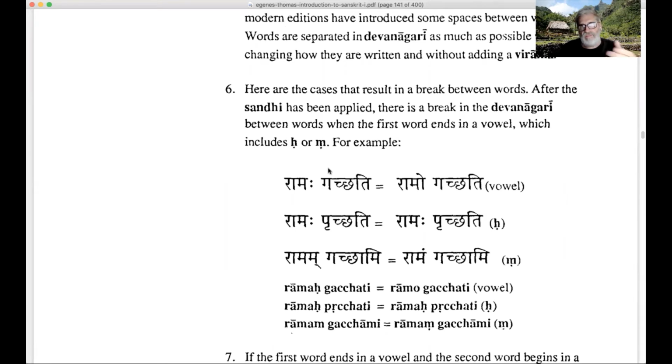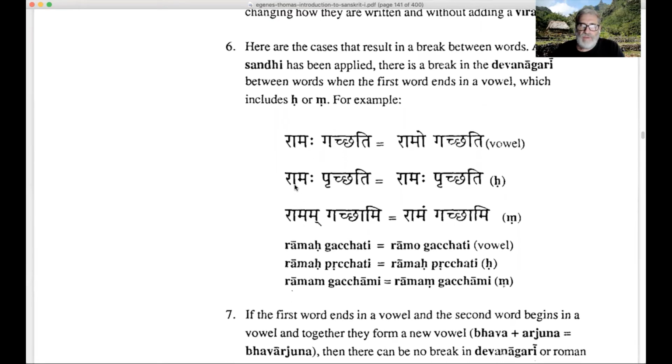Notwithstanding the sandhi rules, here are the cases that result in a break between words. After sandhi has been applied, there's a break in the Devanagari between words when the first word ends in a vowel, which includes visarga and anuswara. For example, here we have some examples.